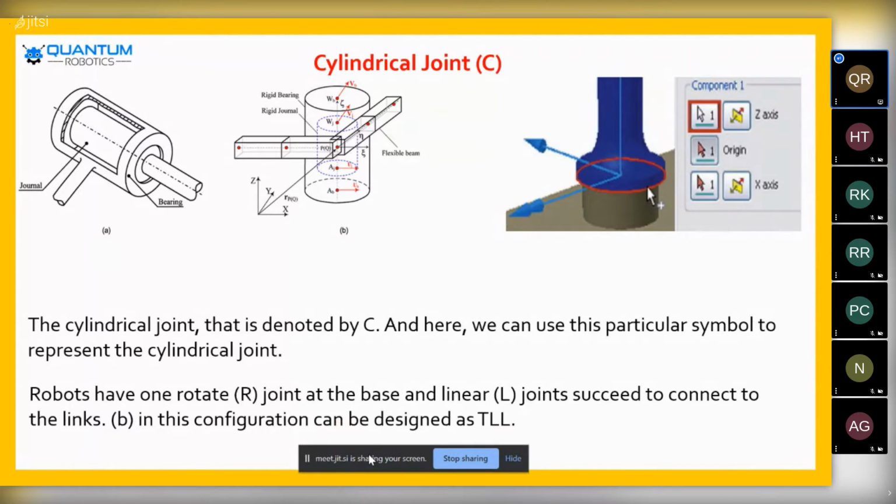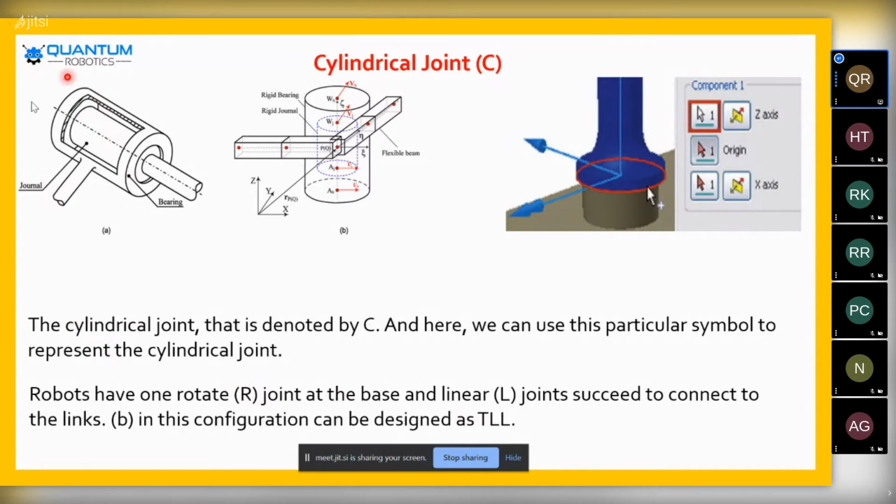Then this configuration can be designed as a TLL. Here you can see the TLL. What is the representation of the TLL? The L means linear joint. It has been represented as a linear joint. Furthermore, you can see what T is. Until then you can remember this.